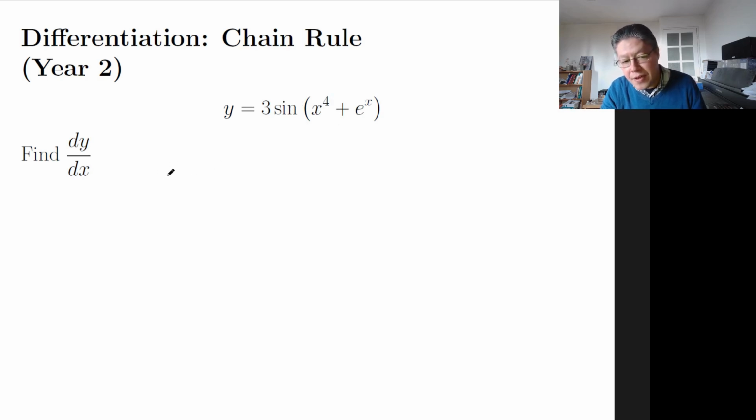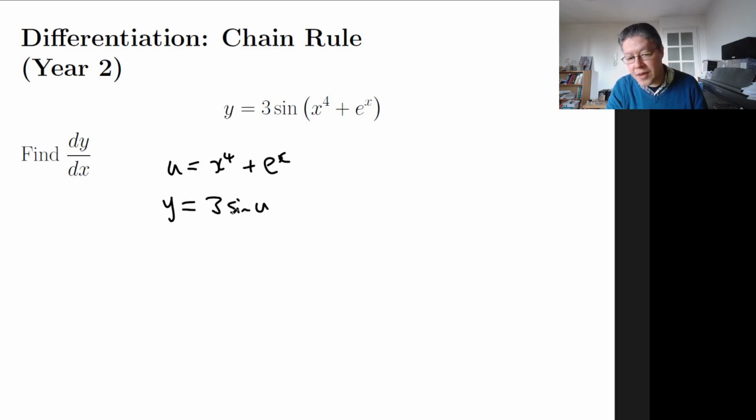So we begin by writing u, which is going to be the inner function. So that's going to be x to the 4 plus e to the x. And then we write y equals, and that will be 3 sine u. So y is going to be the outer function. If you can imagine over here, if you replace this with a u, we have 3 sine u. And the next step is that we differentiate both of these.